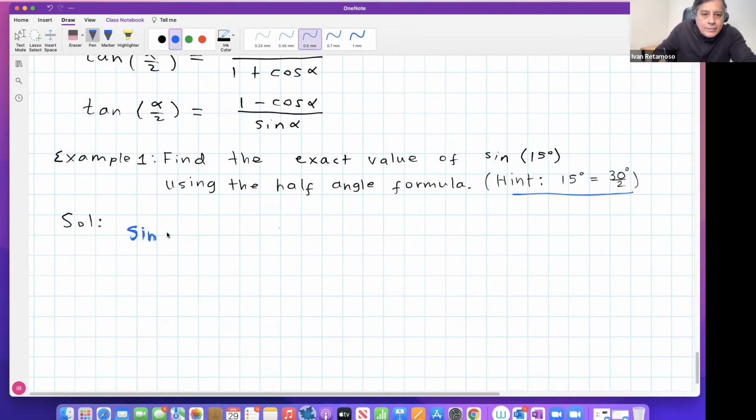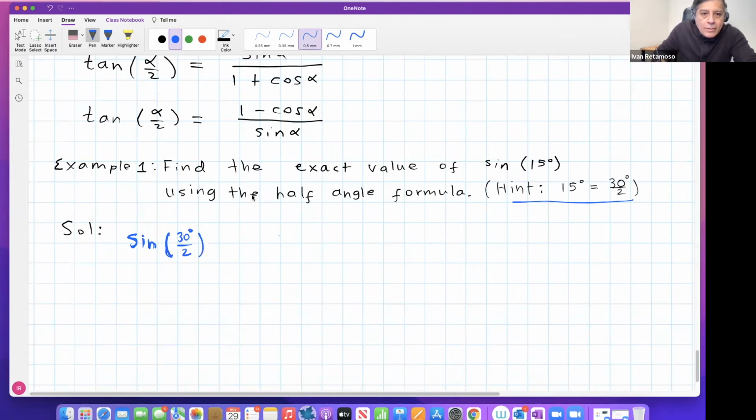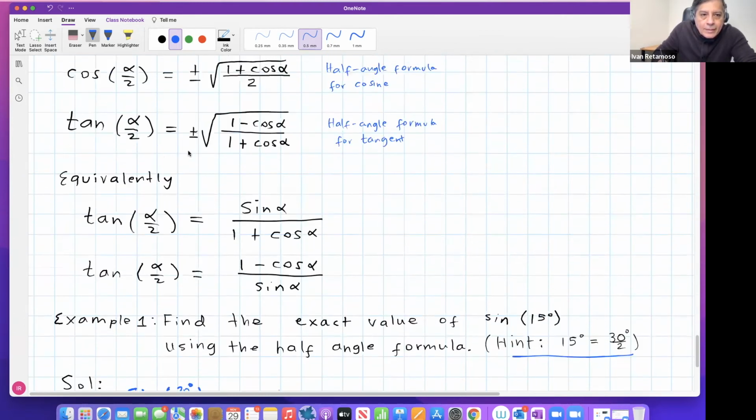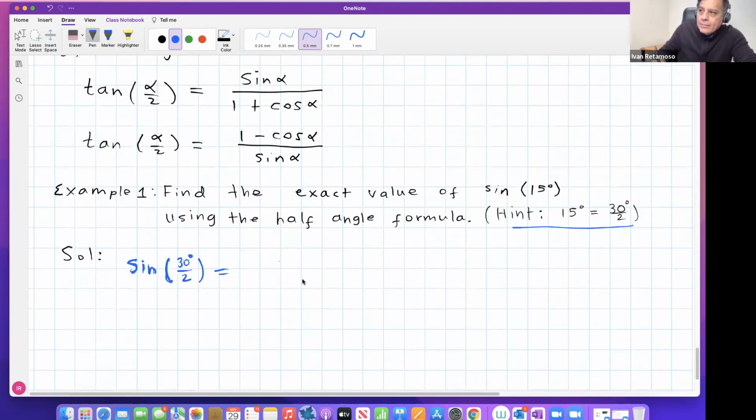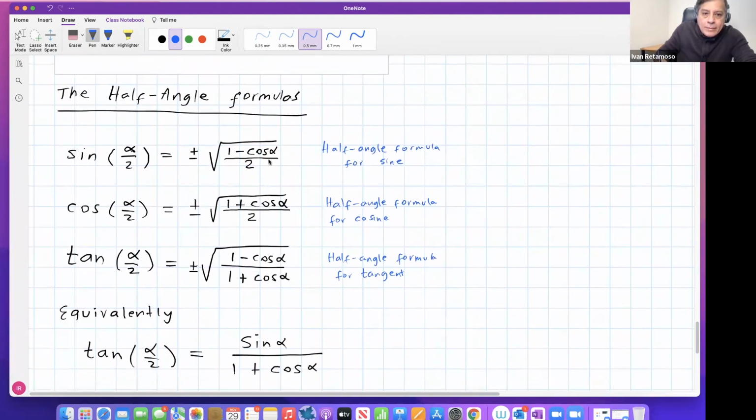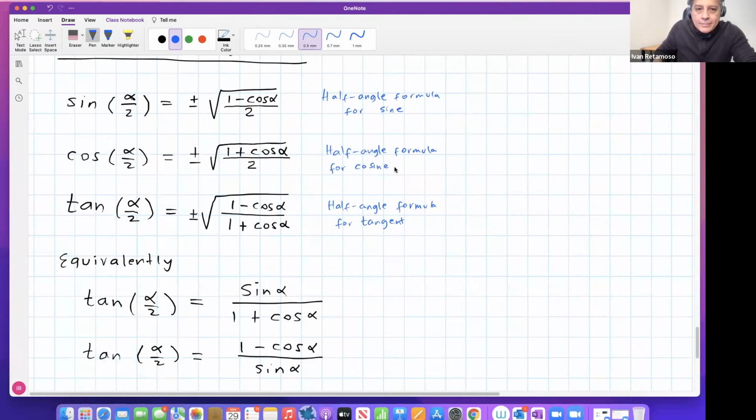All right, let's see. Sine of 15 degrees, knowing that it's half of 30 degrees. Well, one thing we can do is this, right? We can say that sine of 30 degrees over 2, using my formula, the one that I have here, will be equal to plus minus the square root of 1 minus cosine of 30 degrees over 2. And using this formula with alpha equal 30 degrees. Very good. Half angle formula for sine.